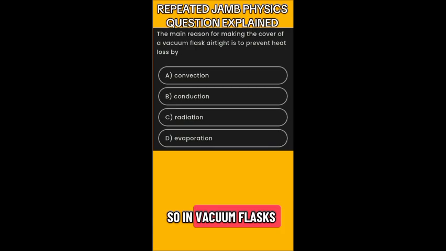So in vacuum flasks, the vacuum is to prevent heat loss by conduction and convection because air is a poor conductor. But now that radiation doesn't even need a material medium to travel through, the creation of a vacuum won't work on it. That is why the manufacturers introduced shiny reflective surfaces inside the flask. And also the plastic airtight cover is to prevent heat loss by convection and evaporation.